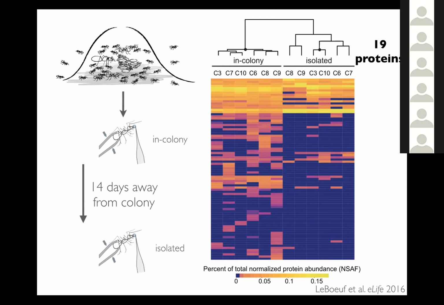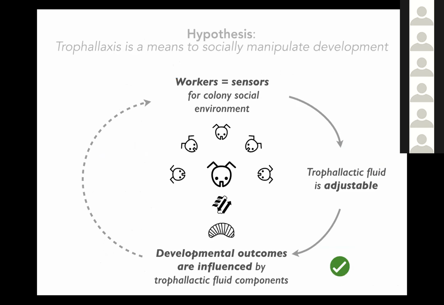And in addition, of those 19 proteins, 4 of them happen to be from the same family of enzymes, which are called juvenile hormone esterases. They break down this hormone that I mentioned in the previous chunk of the talk. So not only is the molecular composition of this fluid changing with the social environment, but it's changing in a way that's specifically surrounding these growth and development related proteins. So yes, cool. It looks like social environment can indeed manipulate the trophallactic fluid.